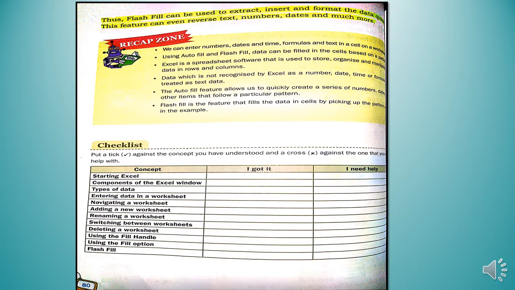Now next here is the recap zone. By reading this recap zone you can recap all the concepts that we have discussed in this chapter. Next, a checklist is given. Put a tick against the concept you have understood and a cross against the one that you need help with. Here some concepts from this lesson are given, and for the concept that you understand, put a tick in front of it, and for the concept that you don't understand and need help with, put a cross against it.